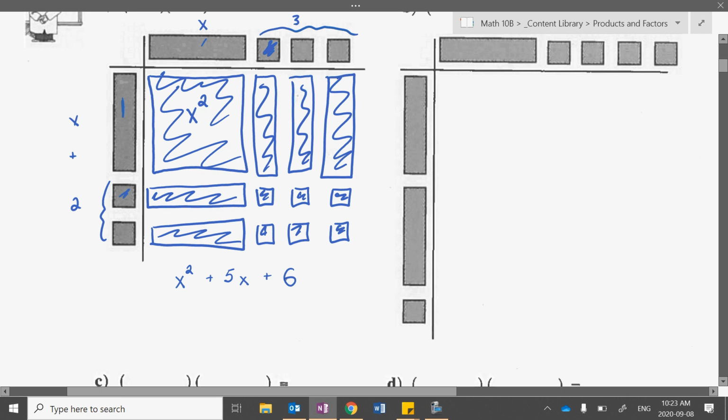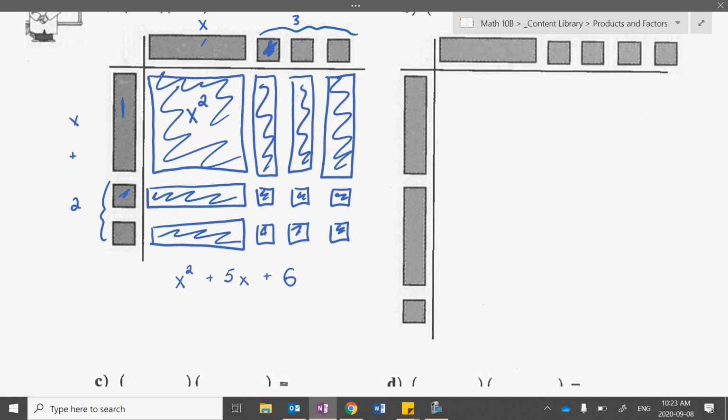When you multiply a binomial and a binomial, there's going to be some combining of things, right? Like I had x's in 2 different places, so I can combine them together to make the total of 5 x's.